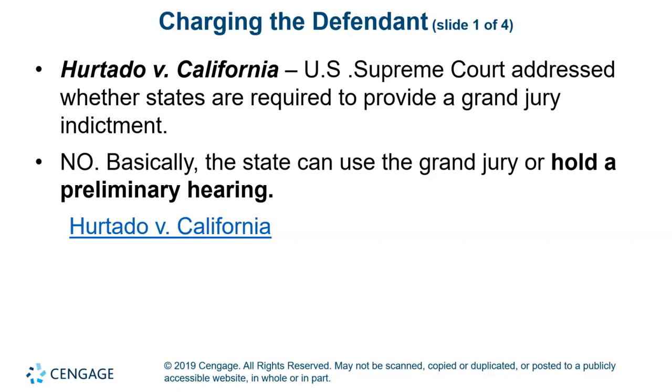There was a case called Hurtado versus California. And here the U.S. Supreme Court addressed whether states are required to provide a grand jury indictment. And the outcome of this case was no, states have another alternative. Basically, the state can use a grand jury or hold what they call a preliminary hearing. And they're almost kind of the same. Not quite, but they're kind of the same.